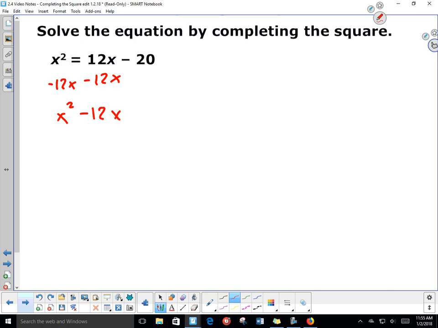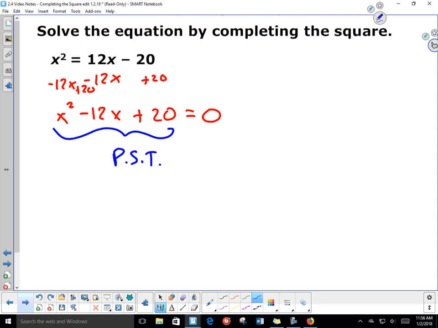And even if I added 20 to both sides, let's just try that for right now. If I add 20 to both sides, is this a perfect square trinomial? Well, is half of negative 12, that's negative 6, is negative 6 squared equal to 20? No, so that's no good. This is not a perfect square trinomial, so that means we really don't want this 20 here. It's messing things up. So let's bring it back over to the other side by subtracting 20 from both sides.